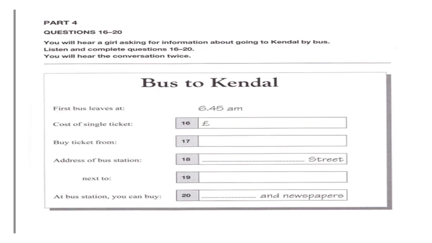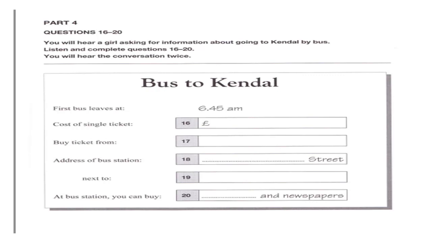Good morning, Bus Travel Centre. Hello. I'm phoning about buses to Kendal. I'd like to travel there early. What time does the first bus leave? The first Kendal bus, that's 6:45 a.m. And how much is a ticket? It's £18.25 for a single, and a return is £26. Will the ticket office be open so early in the morning? No, but when you get on the bus, the driver will sell you a ticket. Please have the right money for him.